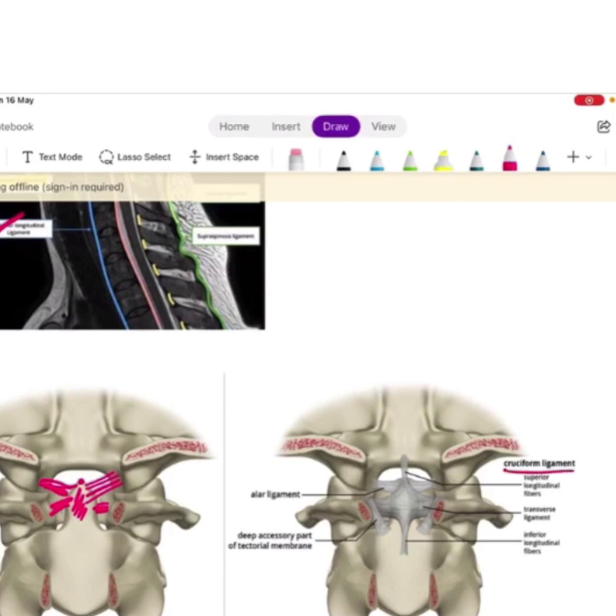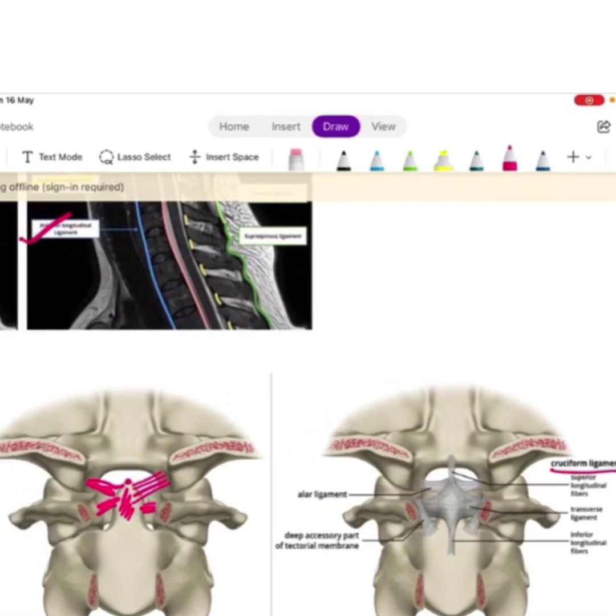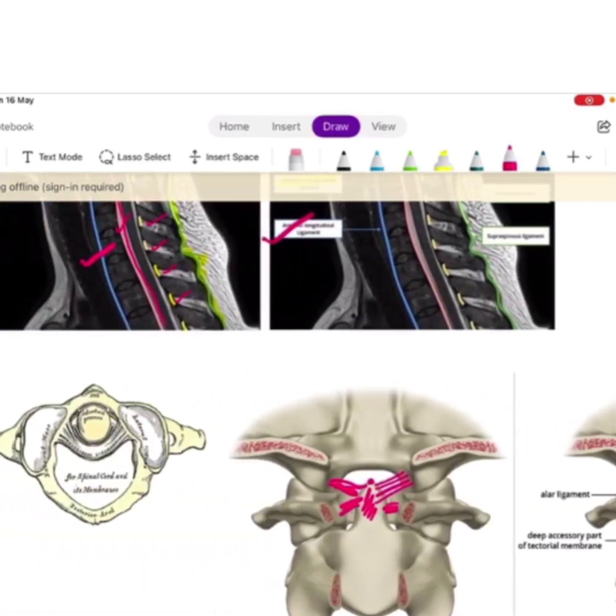Next is the cruciform ligament. The cruciform ligament has actually two components. One component is the transverse component, which is actually attaching the two lateral masses of the atlas, and this goes behind the dens. So it keeps the odontoid process very much in close proximity to the anterior arch of atlas.